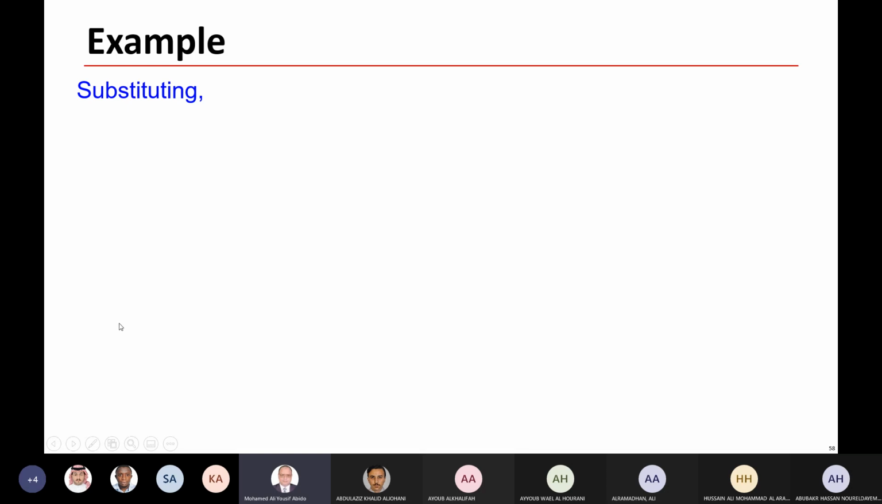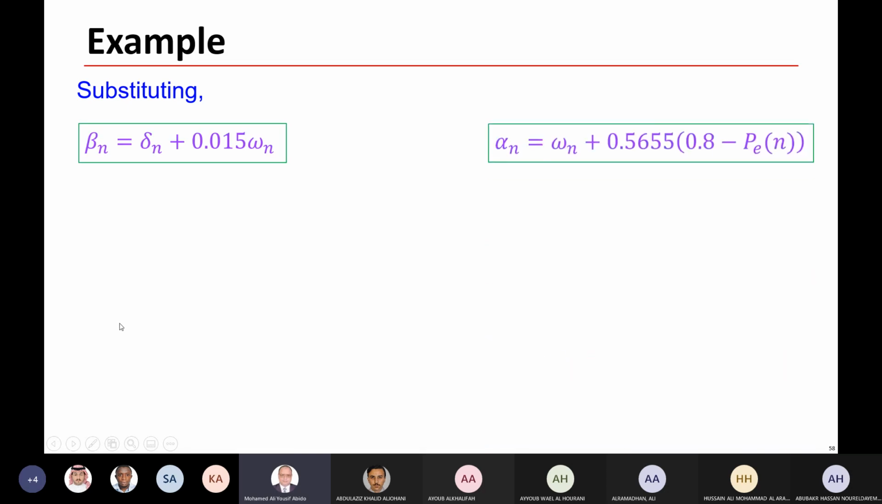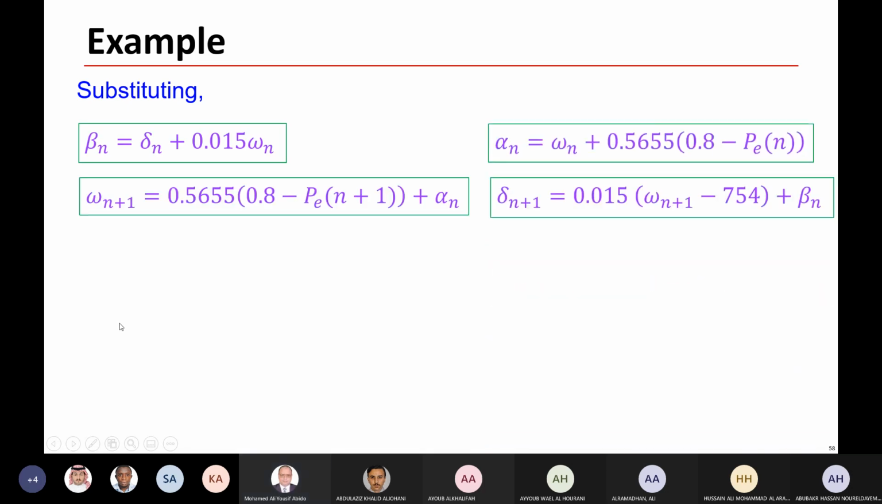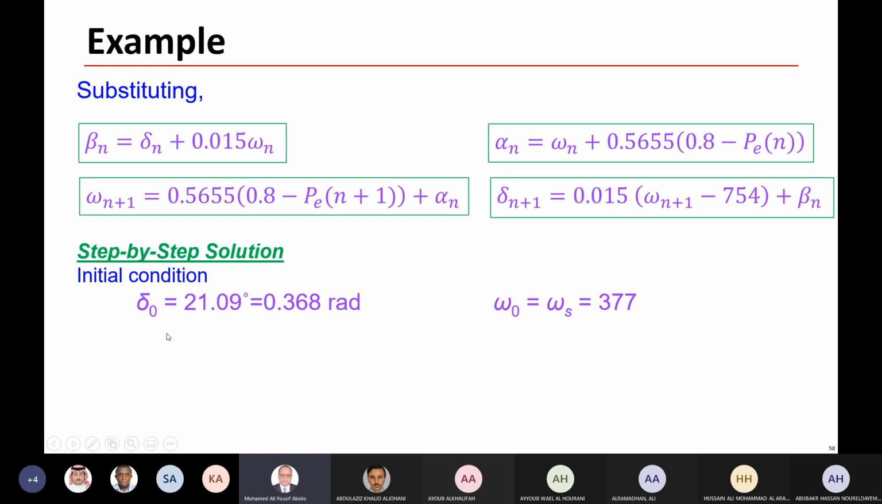So what we will do is, let us start with the initial value. Step by step simulation. Initial condition, we have delta 0, and before the fault, the speed of the machine equal to the synchronous equal to 377. You know, this is the initial condition. Everything at steady state, omega equal to 1 or omega equal to omega s. So this is the initial value.